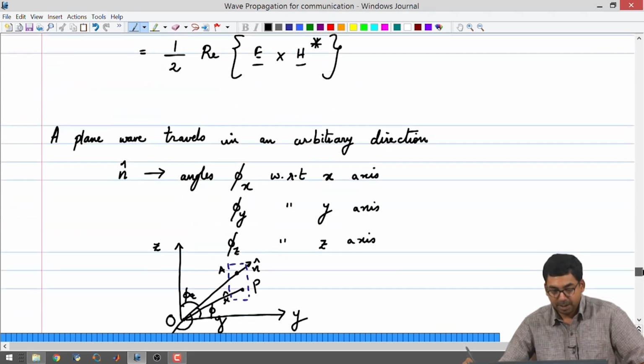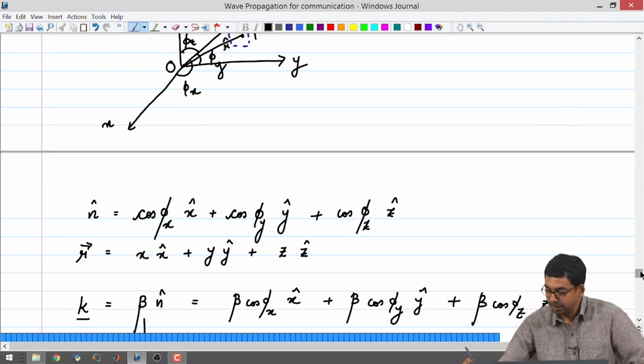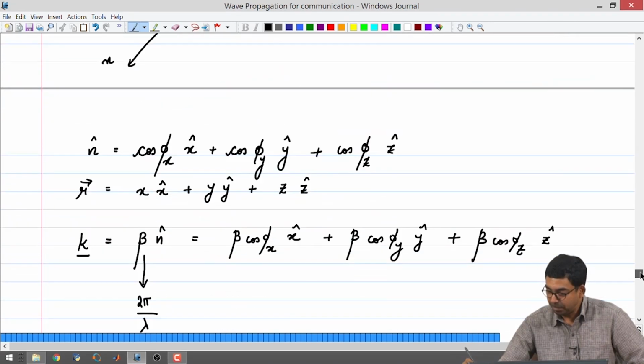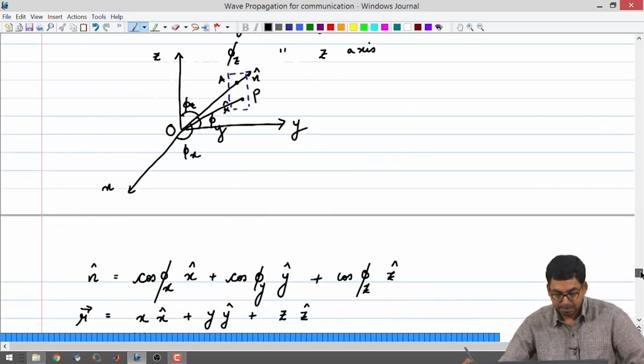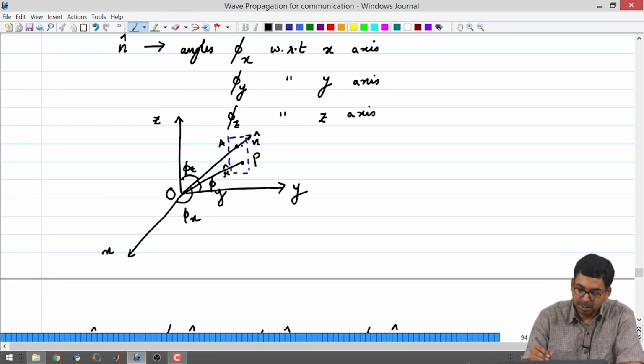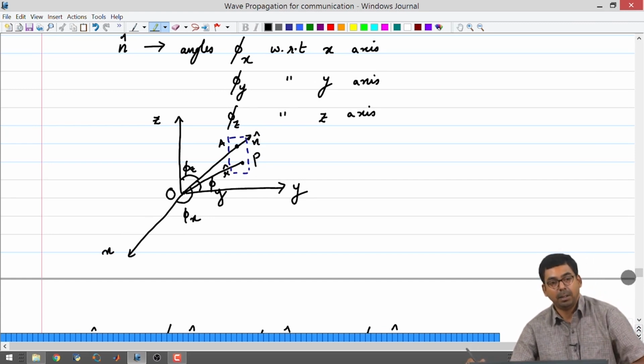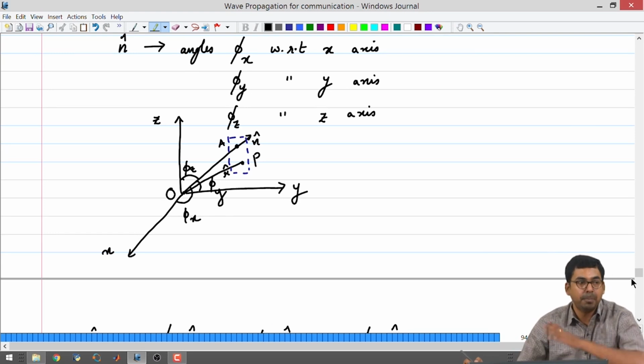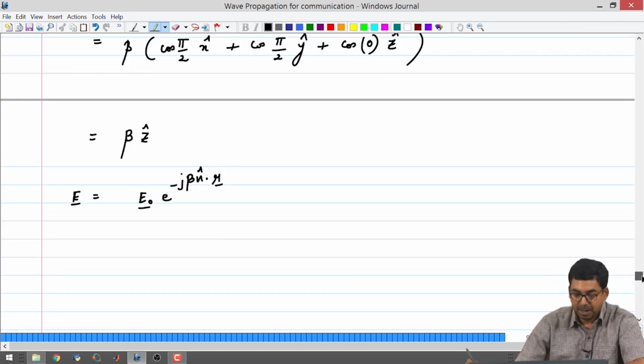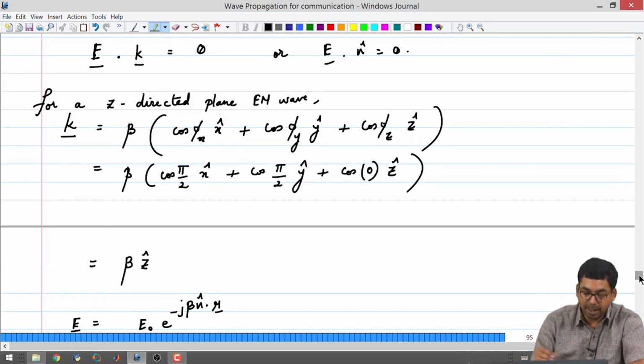So, we had defined a problem statement like this, where you have a point in space and you have a plane wave front. You have the direction of the normal, and a vector connecting the point on that plane to the origin. You have to take the dot product between r and n. So, you are taking the projection of one vector on the normal and trying to figure out the equation for the electric field.